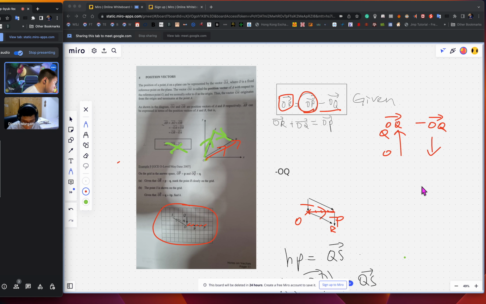Alright. So can I divide vectors? Why do you need to do so? Oh yeah, you can. I want to find H. You can. So you divide the vectors to get the ratio. Oh, so it's QS over OP. That's right.